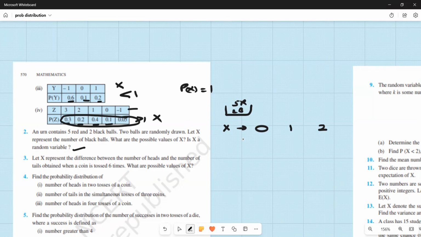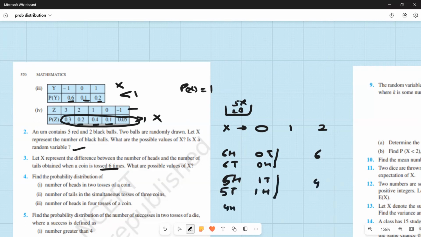X represents the difference between the number of heads and the number of tails when a coin is tossed 6 times. So if 6 heads are there, then no tail, so the difference is 6. Same way, if 6 tails are there and no head, then also the difference is 6. Then 5 heads, 1 tail, or 5 tails, 1 head. What is the difference? 4. Then 4 heads and 2 tails, or 4 tails and 2 heads, then 4 minus 2, 2.